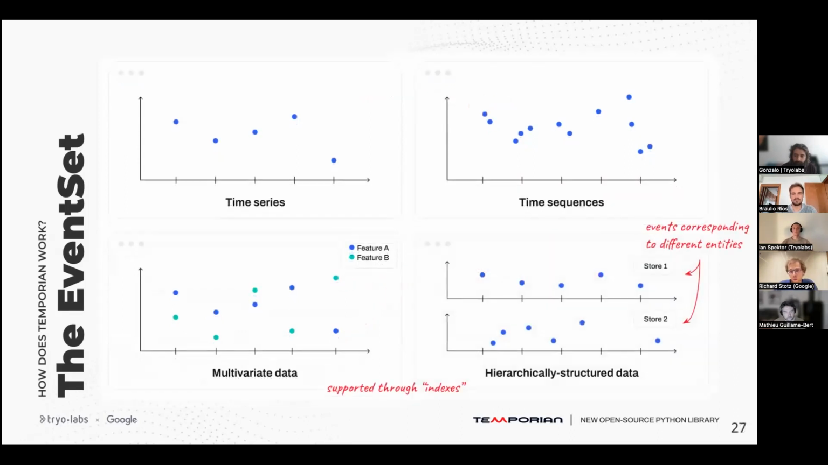And finally, one can also index the data in the event set, which allows us to keep track of multiple time sequences corresponding to different entities. In our previous example, this would correspond to the sales of multiple stores that are somehow related, but still independent time series. The event set is, as you can see, a powerful data structure to express all of these types of data easily and with full user flexibility.